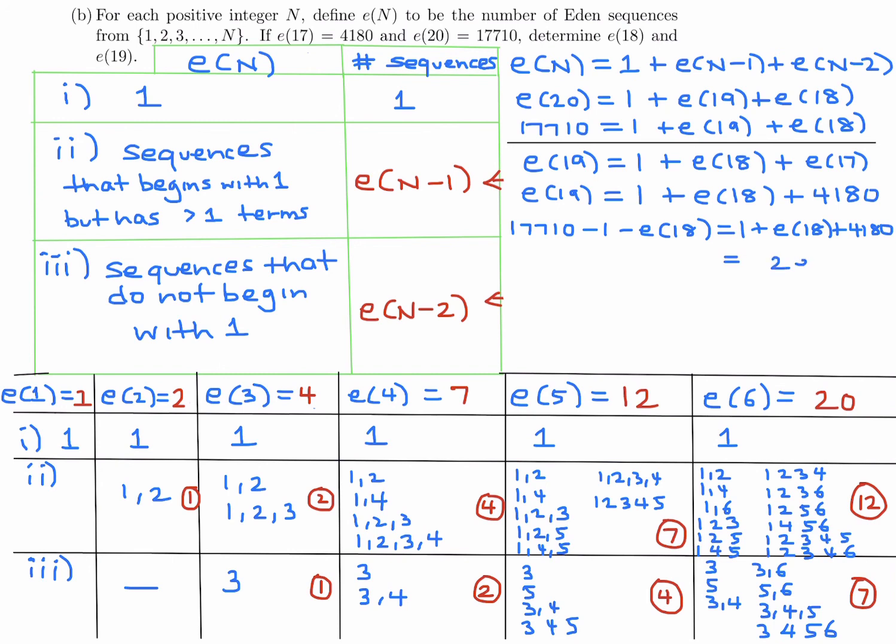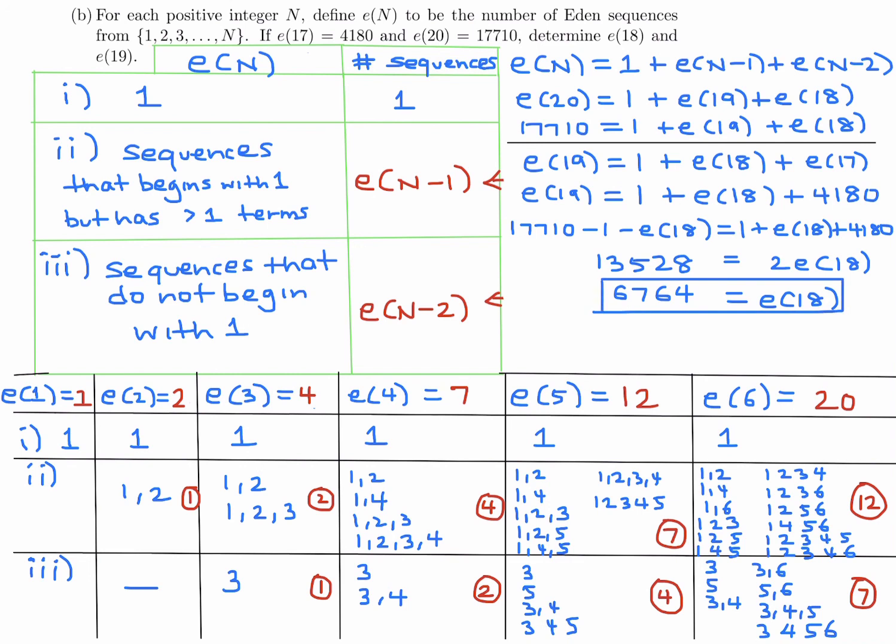If you bring the E18s over, it becomes 2E18. And then this is just basic numbers, 17710 minus 1 minus 1 minus 4180. And if you do all that math, you get 13528. And then divide through by 2, and you get for E18 a value of 6764. So there we go, we just got E18.